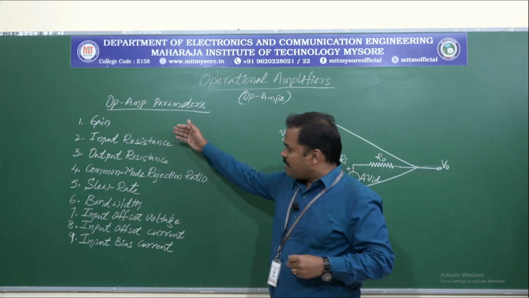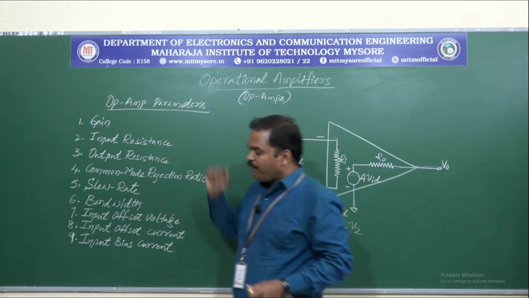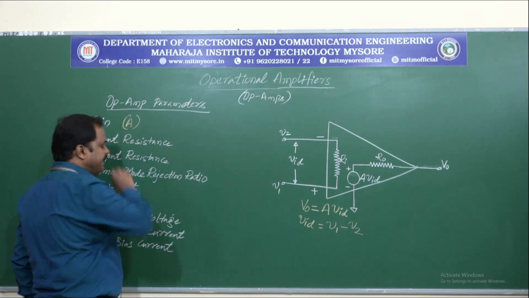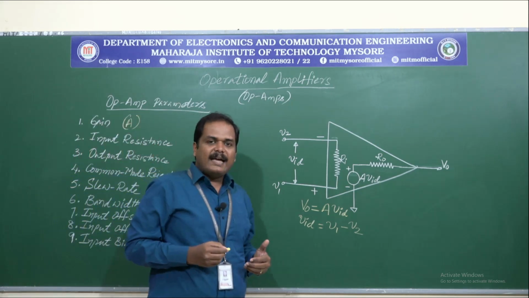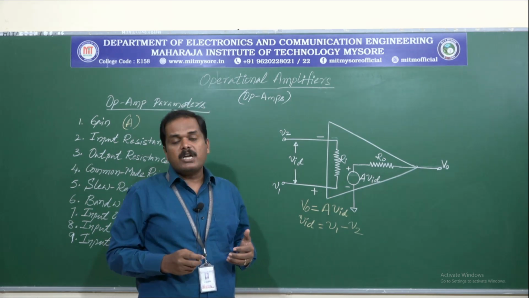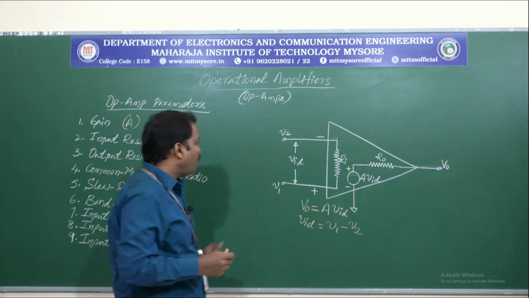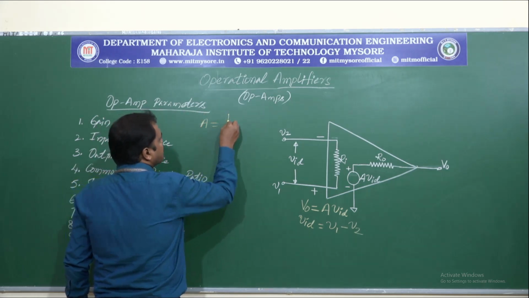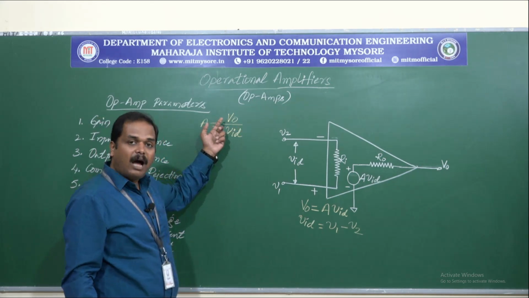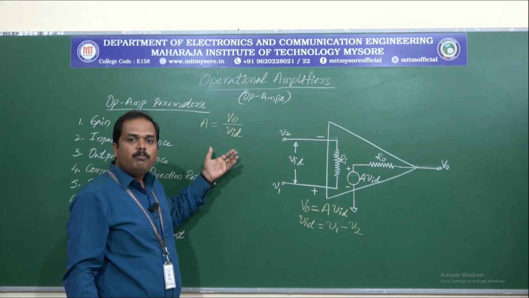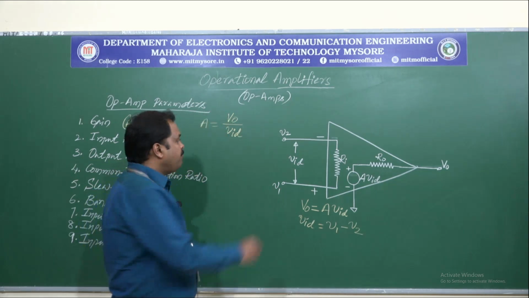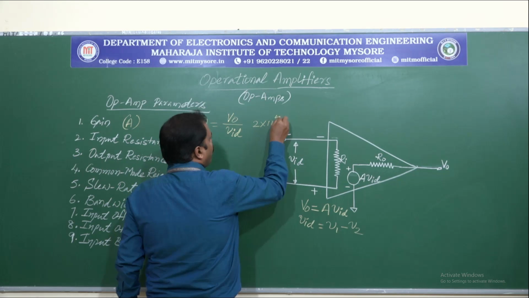Now let us get into these parameters. As listed, the very first parameter is gain. This gain is represented by A. Generally we call this the open loop gain, and this is the ratio of the output voltage to the input differential voltage. So A can be written as V naught divided by VID, where V naught is the output voltage and VID is the input differential voltage. Typically this open loop gain will be 2 into 10 to the power of 5.